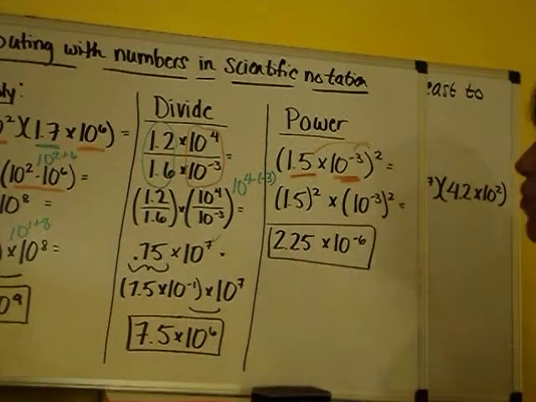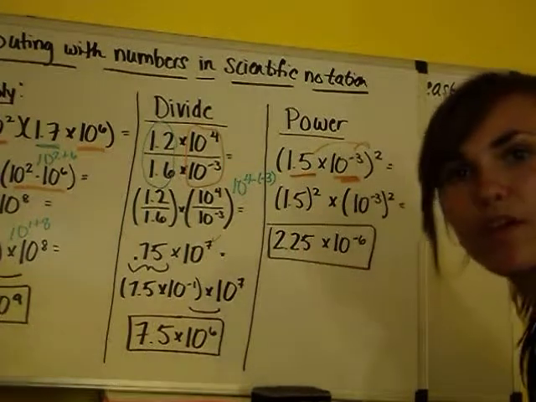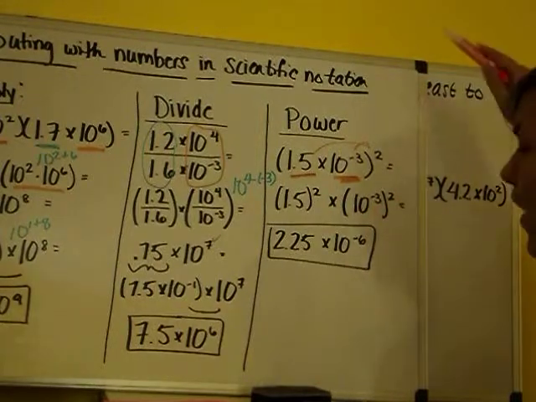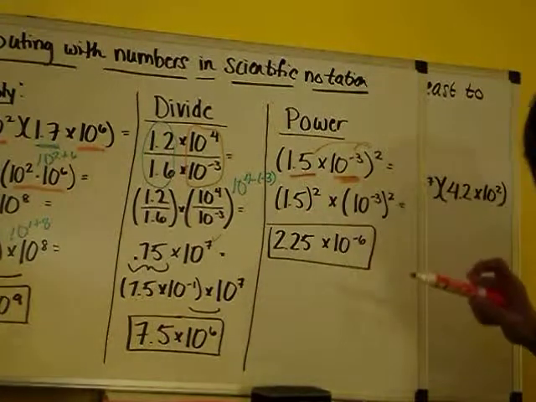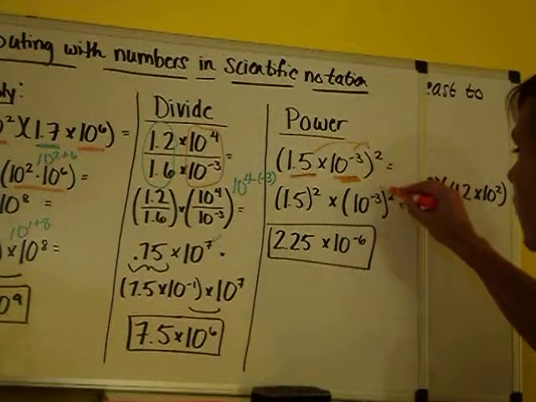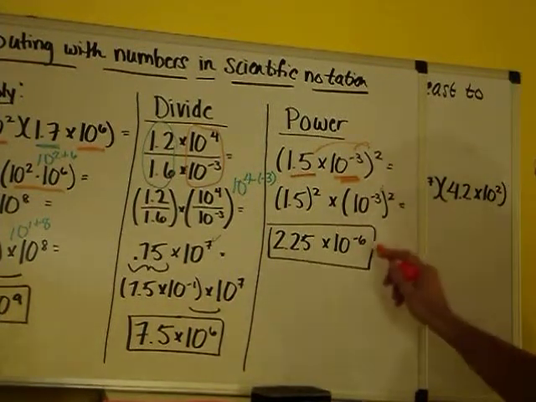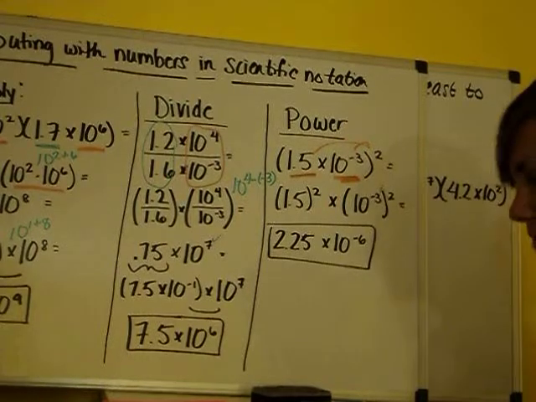1.5 squared is 2.25. Perfect, we're within our rules. Awesome. And then we have 10 to the negative third squared. That's our power to a power property. So when we have power to a power, we multiply those little guys. And negative 3 times 2 is a negative 6. Alright.